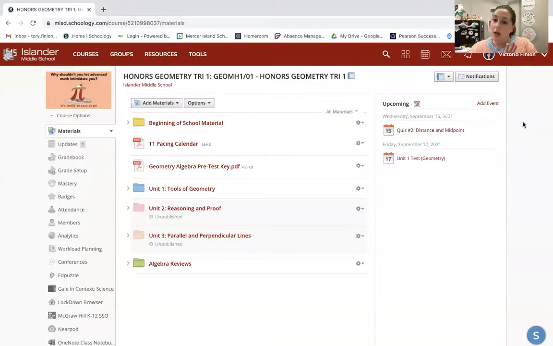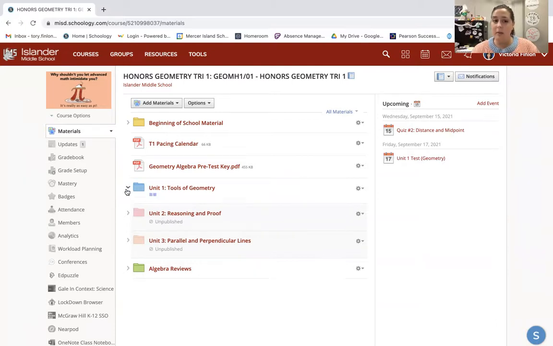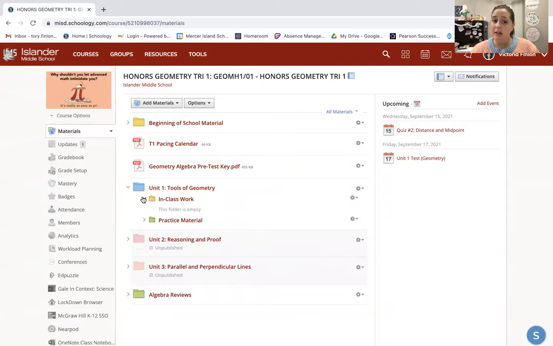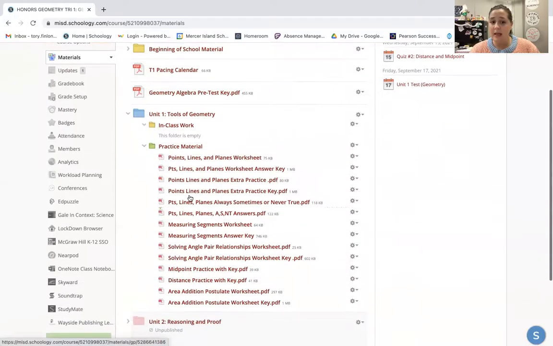So the last thing I wanted to talk about was just a quick guide of our Schoology page. So some of these units students can't see yet because those are future units, but right now we're in Unit 1, which is Tools of Geometry. So these folders are going to have in-class work, which we haven't had any yet. The first unit is a bit of a fast-paced unit, so we haven't done a lot of in-class work yet. And then practice material would be any kind of optional worksheets that students can work on outside of class. So there's the worksheet, and then there's always the answer key.